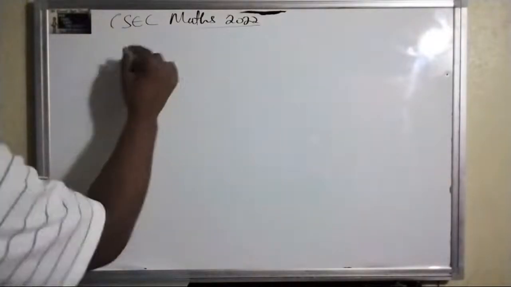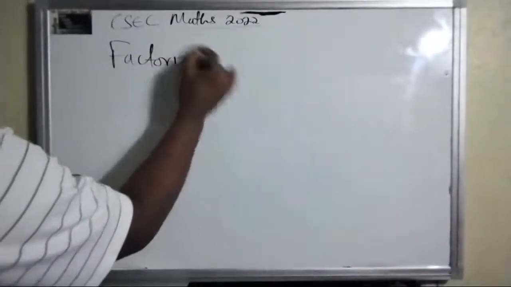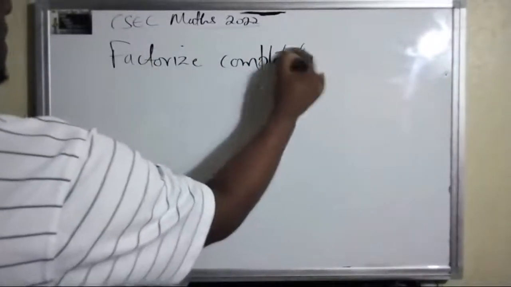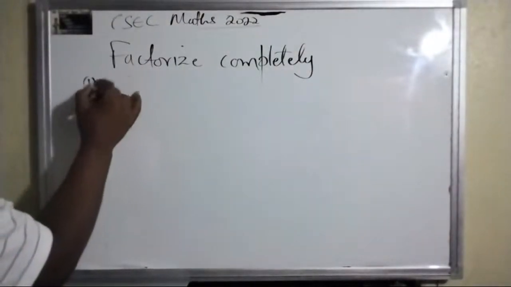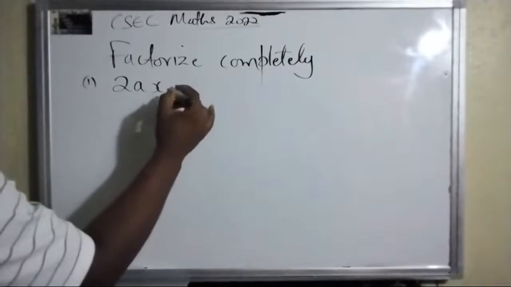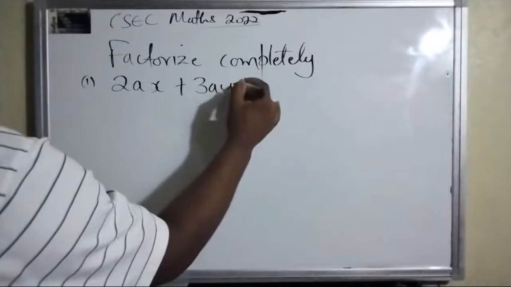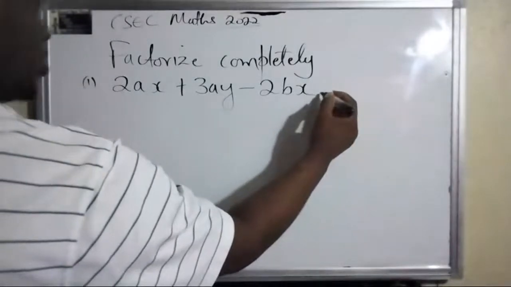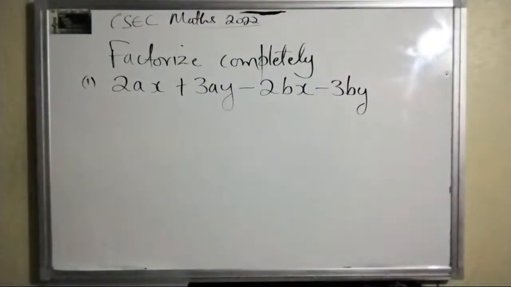Alright, this one says factorize completely. And it says 2ax plus 3ay minus 2bx, and that looks like minus 3by. Alright, so let's approach this with caution.